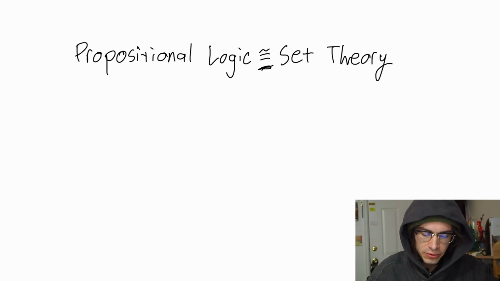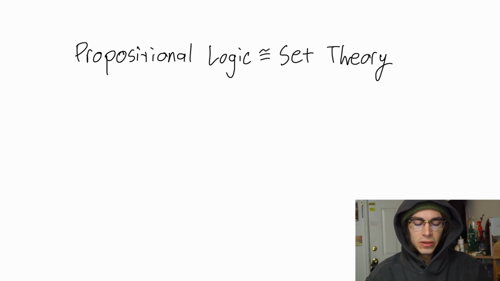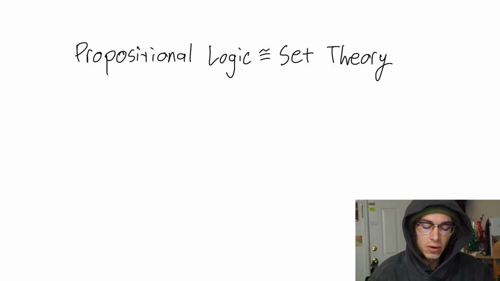Okay, this pretty much brings us to the end of what I wanted to share with you about propositional logic. I do have one thing that I want to mention, and that is the connection between propositional logic and set theory. So it turns out that propositional logic and set theory are isomorphic. I used this little symbol that looks like an equal sign, but it's not, because propositional logic and set theory are not literally the same thing, but they are isomorphic, which is what this symbol means.